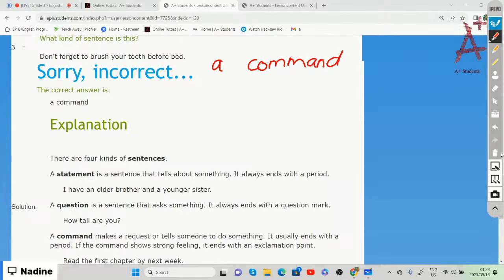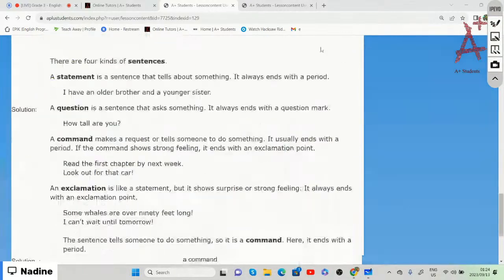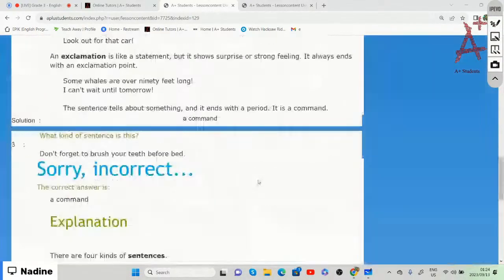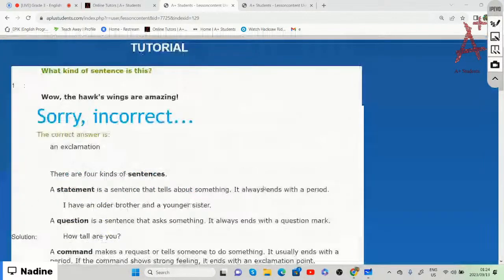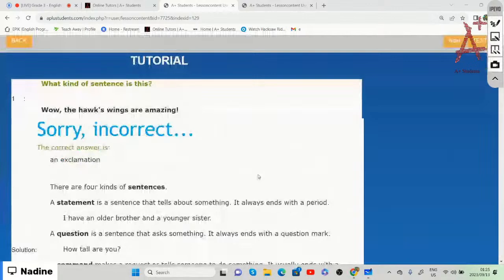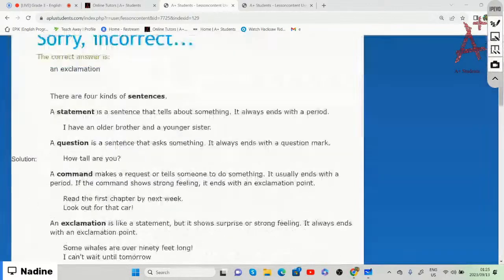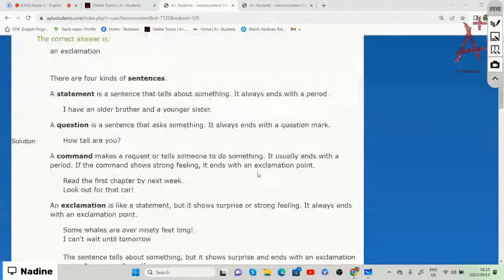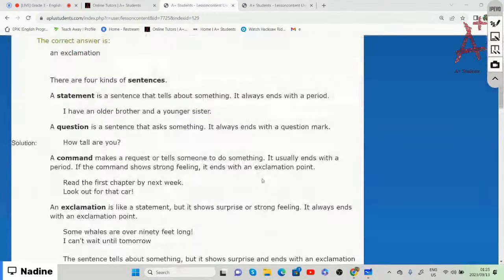All right. So that is a command, right? And before we go on to our test, we see that there are four kinds of sentences, which is a statement, a question, a command, and an exclamation.